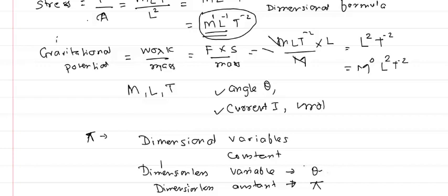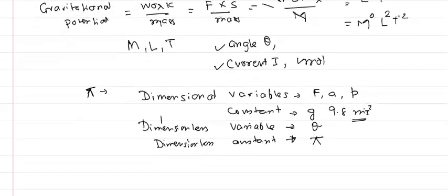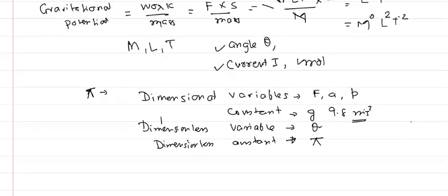Dimensional constant: a term which is constant but has dimensions. Example, g, 9.8 meter per second square. So it has dimensions of meters per second square, and it's a constant. And all other physical quantities which have dimensions and which keep on varying fall under the category of dimensional variables. So force, acceleration, momentum, they would all be a part of dimensional variables.